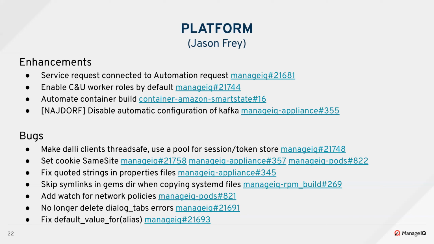In the operator, Brandon fixed an issue to watch for network policies, so as they change, we can react accordingly. Keenan fixed a bug where deleting dialog tabs would cause an issue in Rails 6.1 because the errors object is frozen in Rails 6.1. So this is more of a developer thing, but it would cause issues on 6.1. And he also fixed an issue with default value on Rails 6.1 where it no longer works with certain attribute column types.